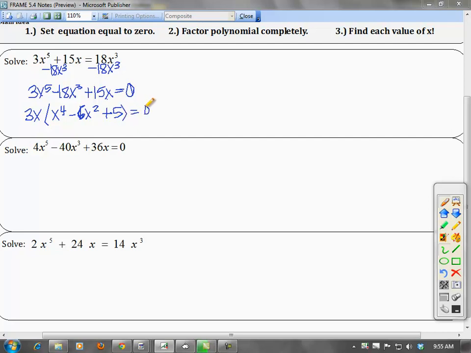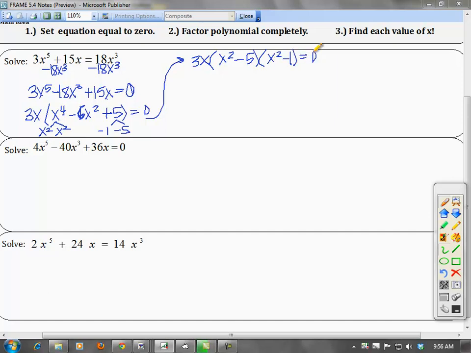Now, I know it says x to the 4th, but it gets back to the same idea that we did with basic factoring. X to the 4th, if I split this evenly, I could get an x squared and an x squared. If I look at 5, 5 is 1 times 5. The problem is, to get a negative 6, both of these have to be negative. So what I'm going to do is I'm going to look at the fact that I have this 3x out in front, and then I have an x squared minus 5 and an x squared minus 1.